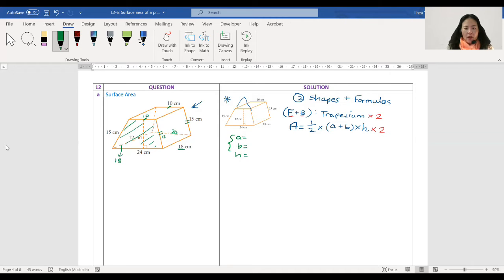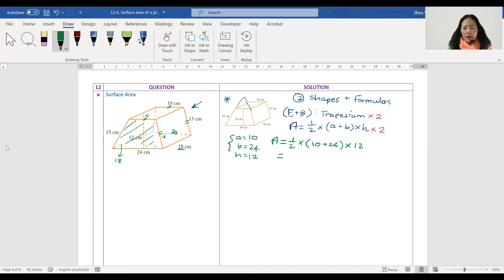Now, when I'm looking at the trapezium, the top base is 10, the bottom base is 24. In between the top and the bottom is my height, which is 12. Okay, I'm going to go area equals half times A plus B, the top base and the bottom base, I'm going to add them up and then times by the height, which is 12.